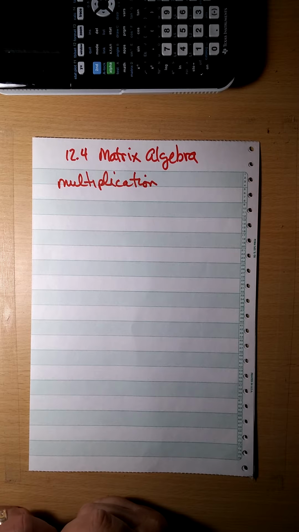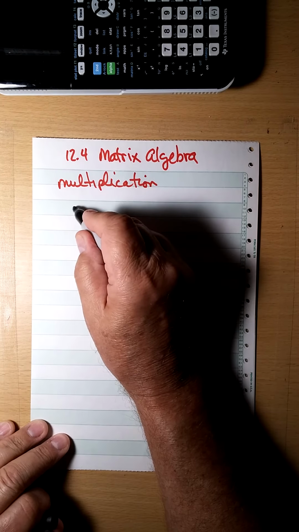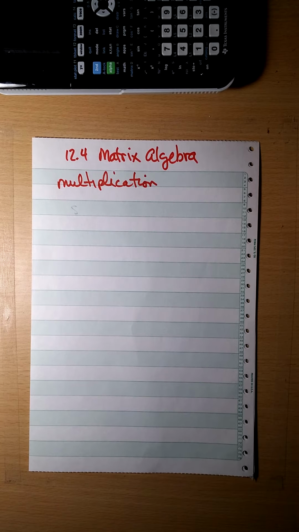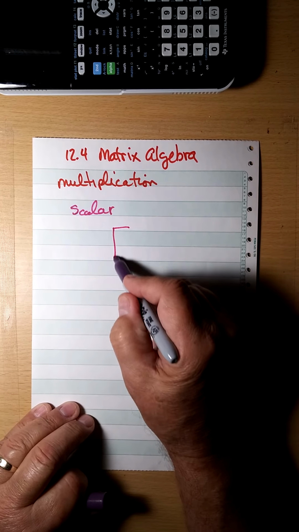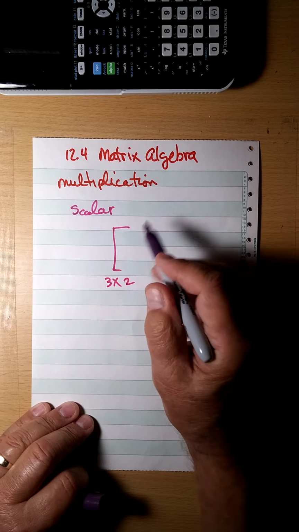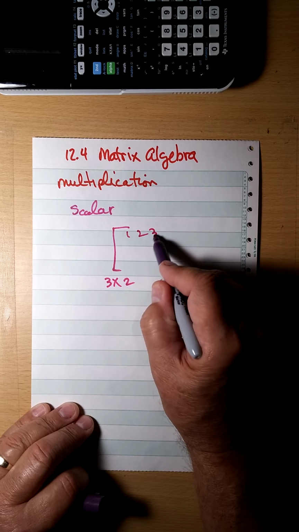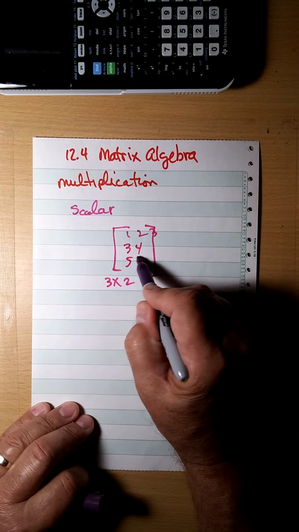Matrix algebra also includes not just addition and subtraction, but multiplication. There are two types of multiplication. One is called scalar multiplication, and the other is matrix multiplication. So, for scalar multiplication, you can take any matrix. Let's do a 3 by 2. So that means 3 rows, by 2 columns: 1, 2, 3, 4, 5, 6.